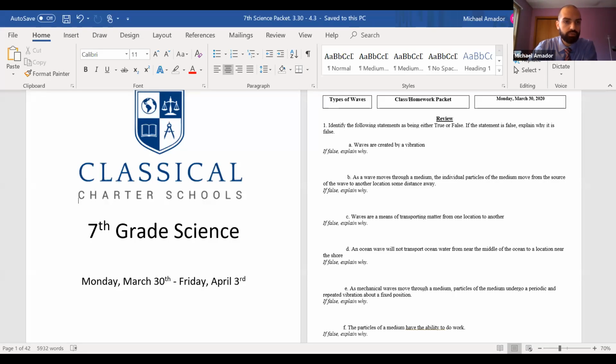Thank you, Jessica, for following instructions. There are actually many people who are not showing whether or not they agree or disagree. Jessica, tell us why this is false. I think this is false because in part B, it says the individual particles of the medium move from the source of the wave to another location some distance away. But I disagree with the part that says some distance away.